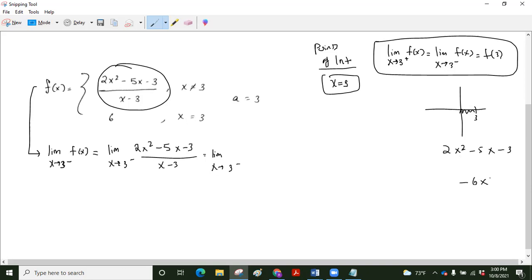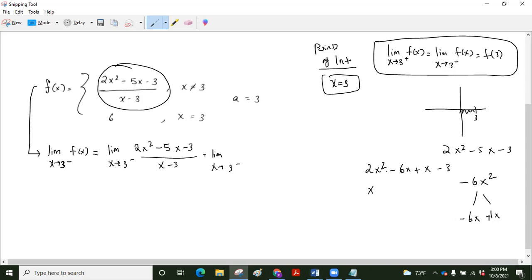This is negative 6x squared. We want to find two numbers that multiply to negative 6x squared and add to negative 5x. That's, in my opinion, 6 and 1. But it should be negative 6x and then positive 1x. What that would do is multiply to negative 6x squared, but it would also add to negative 5x. So that's just 2x squared minus 6x plus x minus 3.